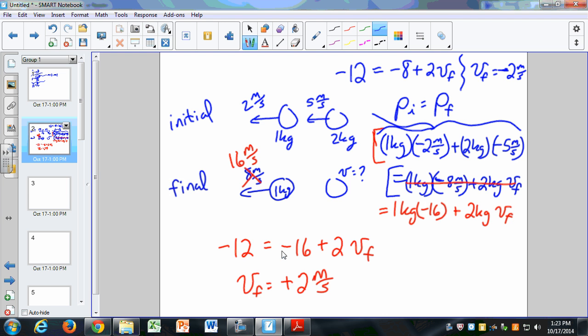That means that this object will be going in this direction at 2 meters per second. But if instead of going 8 meters per second, this one was going 16 meters per second, then it works out that the VF is actually plus 2 meters per second. The point being this, that you need to be careful with your signs, because if you put in your signs incorrectly, then the velocity will come out incorrectly. And then also, it doesn't always mean that this object is going to be moving in the same direction. In this case, it actually bounced off of that object.